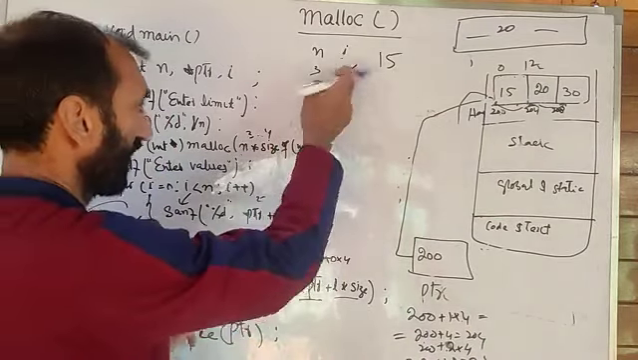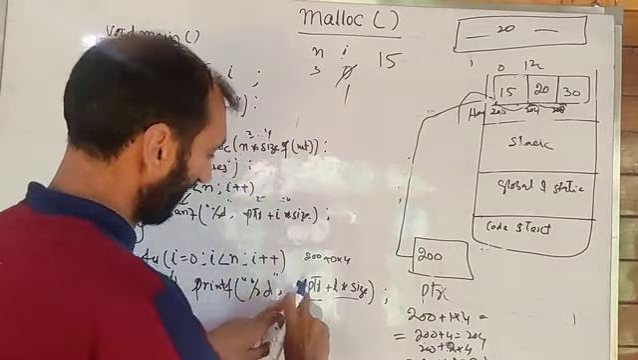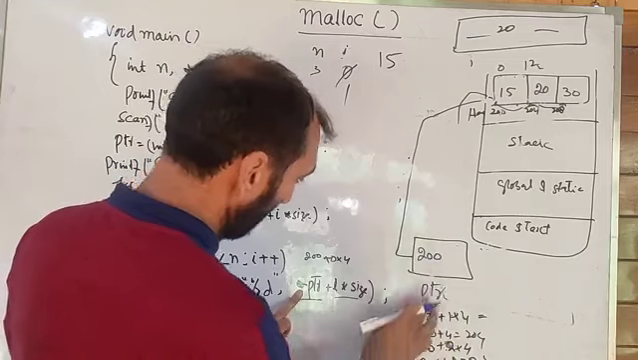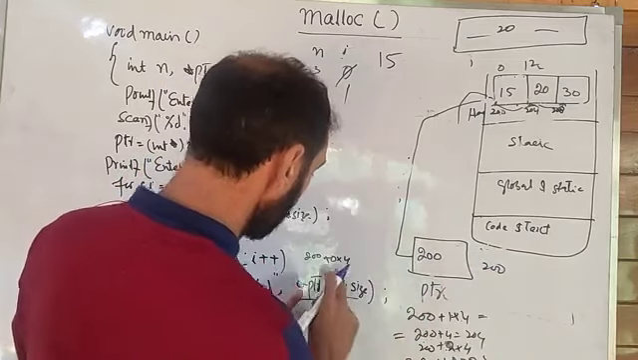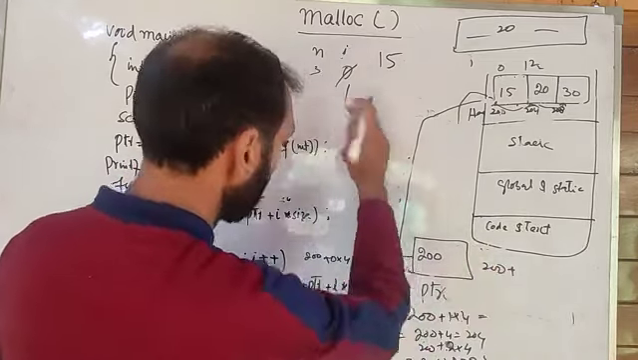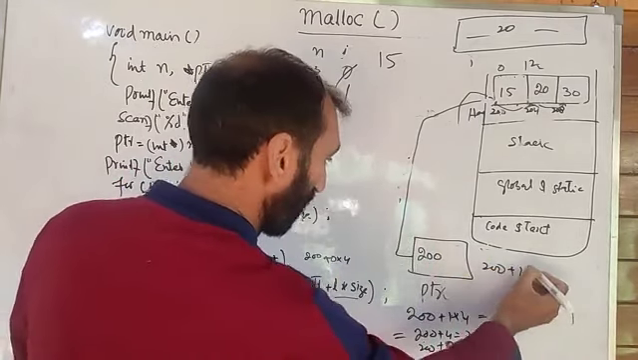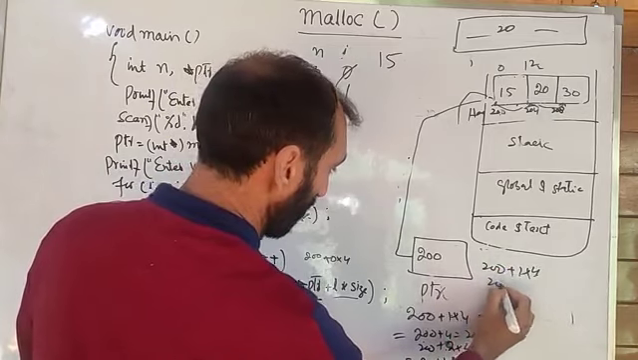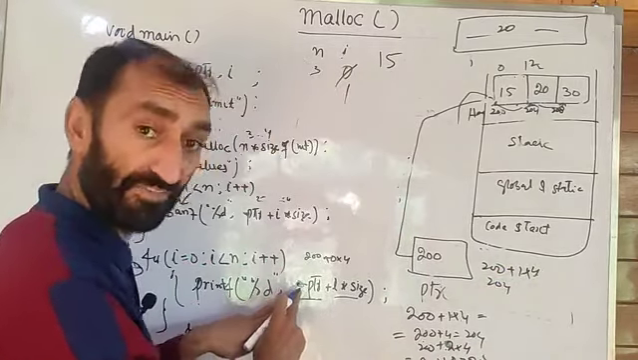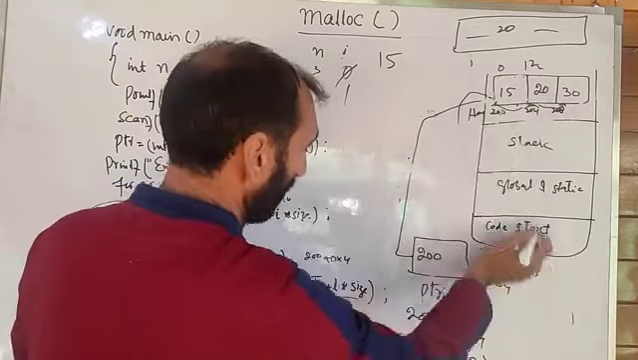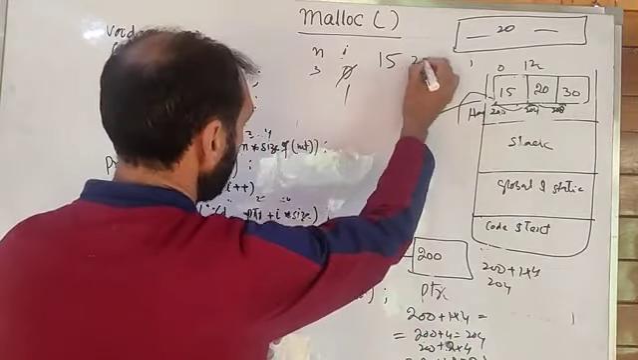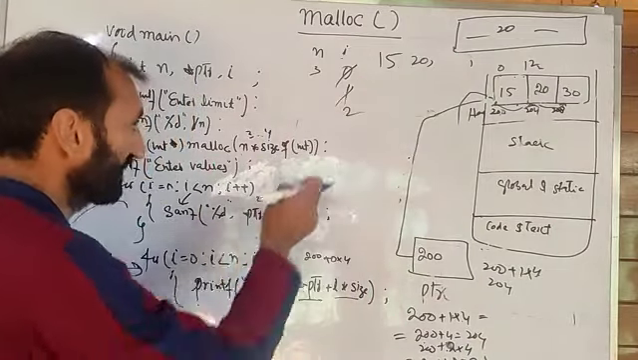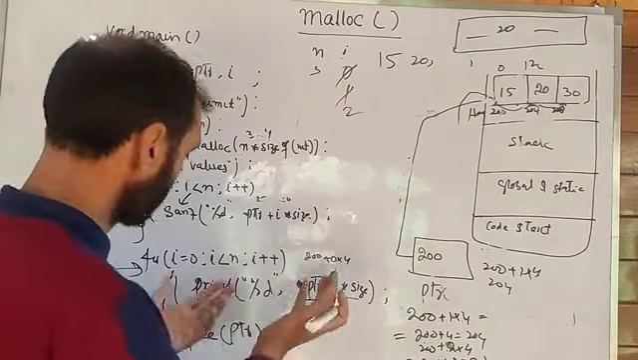i less than n, 1 is less than 3, the condition is true. Printf. Here again it will get calculated. ptr is 200 again. 200 plus i, now i is 1. Size is 4. That means 4 into 1, 4. 200 plus 4 equal 204. Now it will return the value at this address, 204, that is 20. Now 20 will get printed. Again, i plus plus, it will become 2. i less than n, 2 is less than 3, the condition is true.